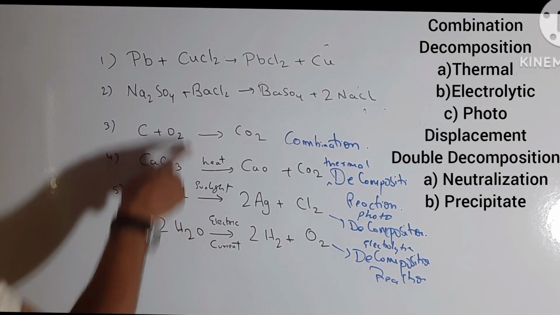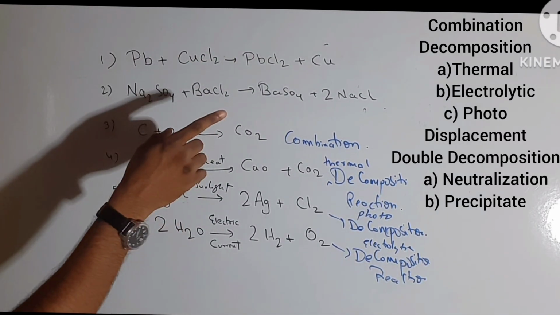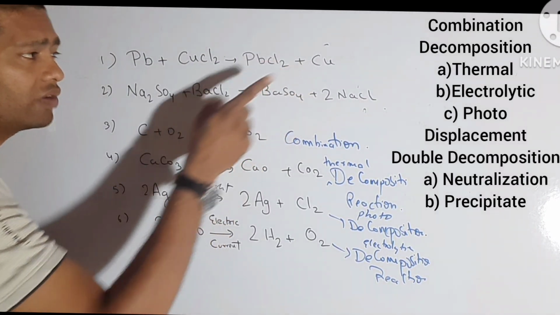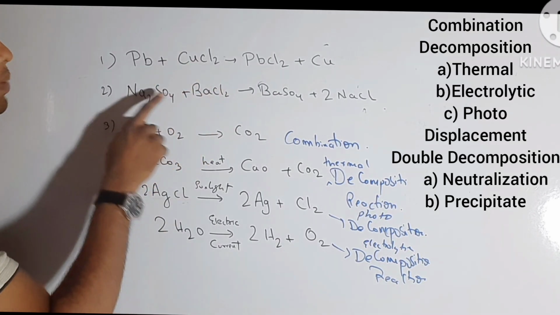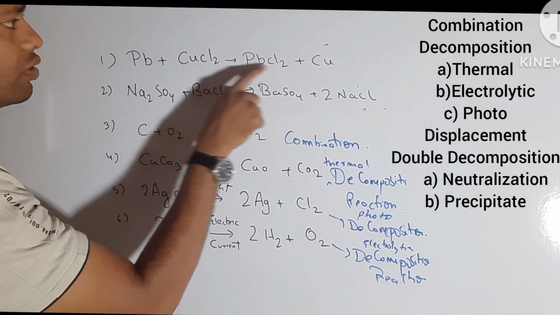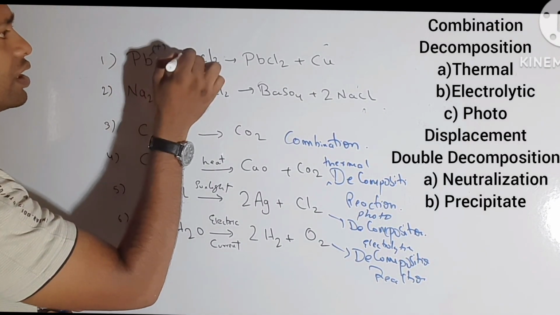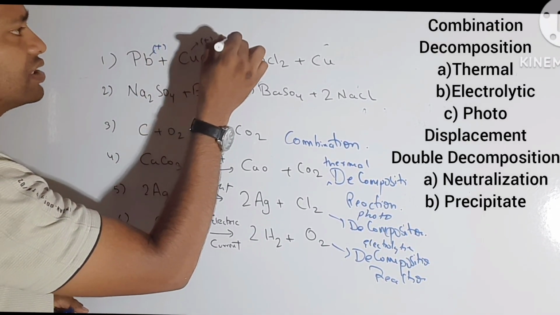We are left with these two. Decomposition is done, now we will go for displacement. Displacement means on the left hand side, on the reactant side, there will be one element and one compound. So this can be exchanged with this one. Why? Because it's a positive one. It's positive, and C is positive, and Cl is negative.